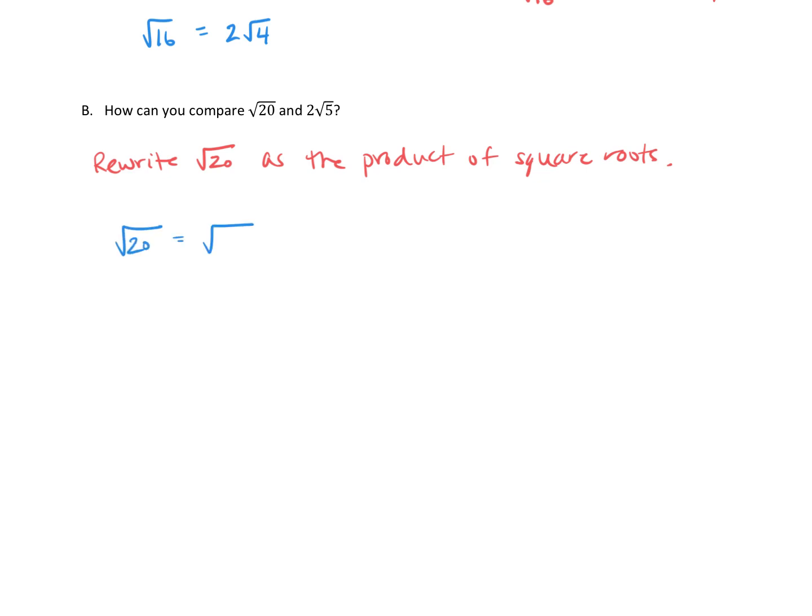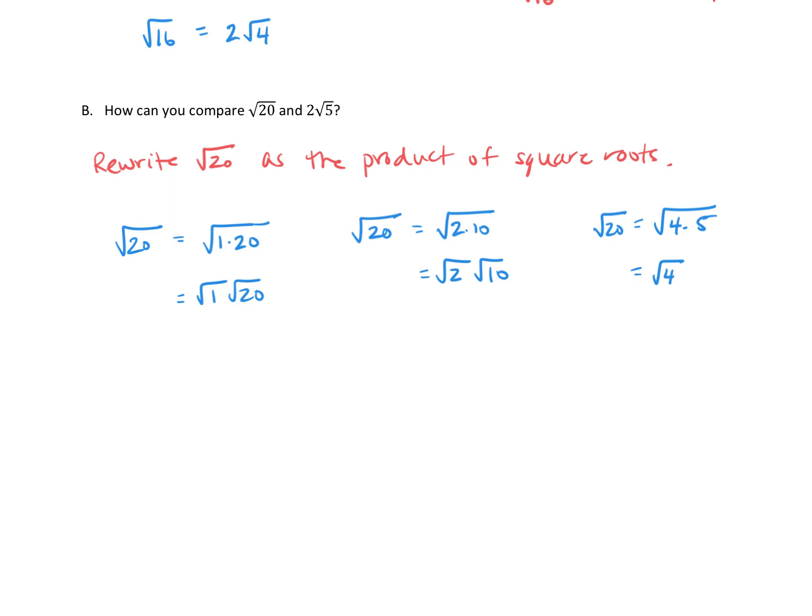We can rewrite that as the product of 1 and 20, that's one factor pair. So square root of 1 times square root of 20. Square root of 20 can also be written as the square root of 2 times 10. So square root of 2 times square root of 10. We also could write the square root of 20 as the square root of 4 times 5. And then that breaks down into the square root of 4 times the square root of 5.